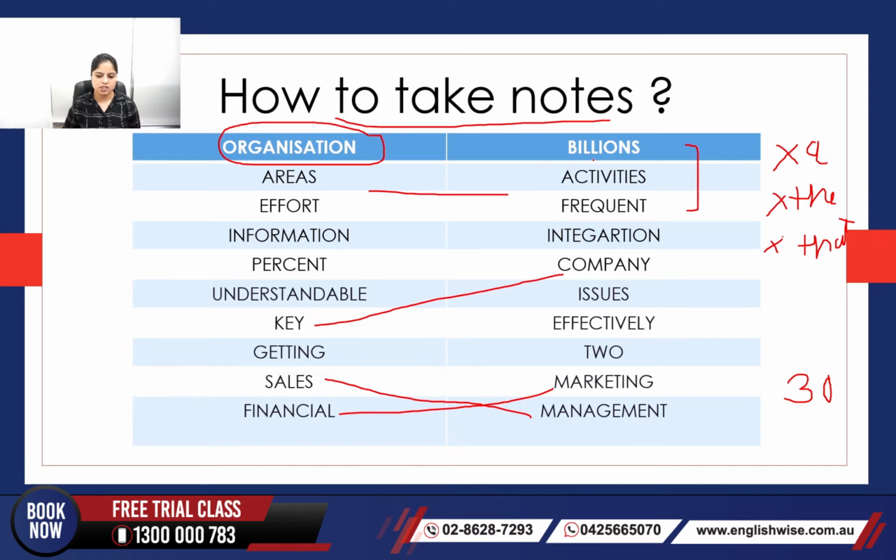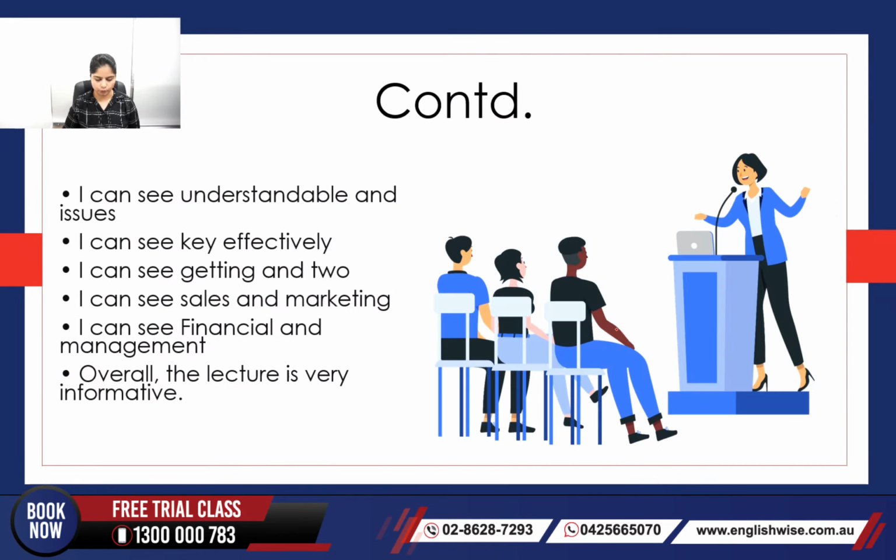I can see organization and billions, I can see areas and activities, I can see effort and frequent. And if I go after 2, I can see information and integration, I can see percent and company. I can see understandable and issues, I can see key and effectively. So it will look like that. So the choice depends upon you. Okay.